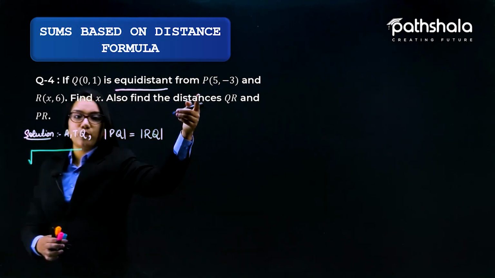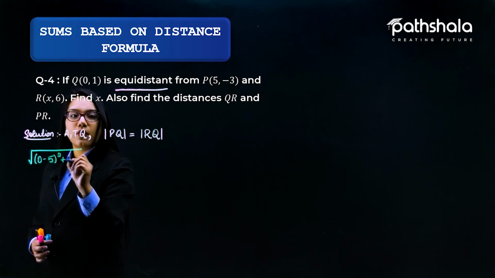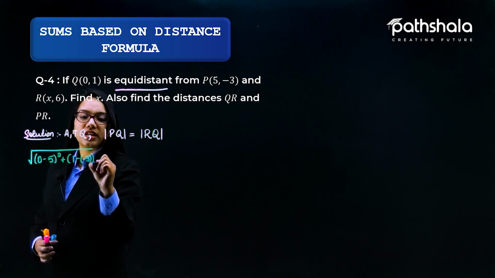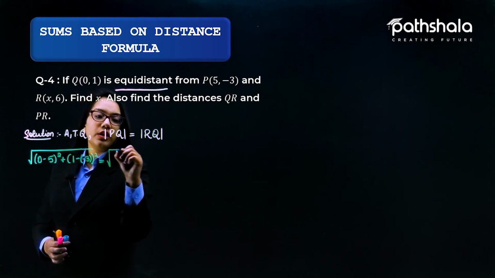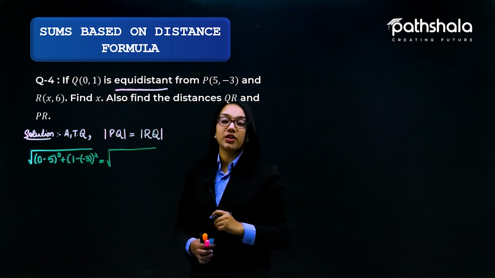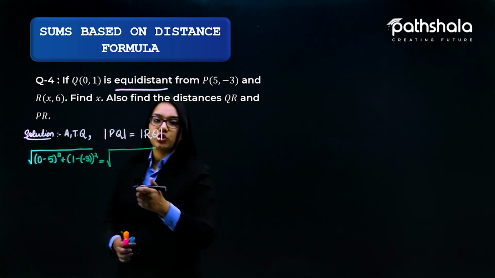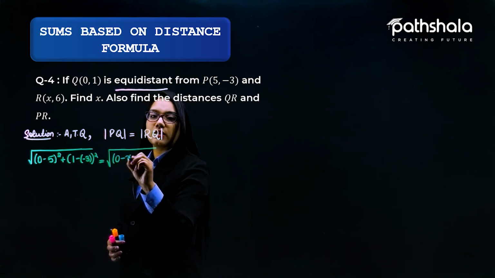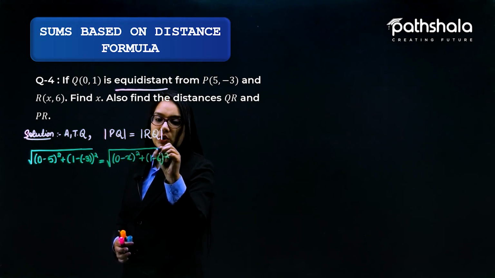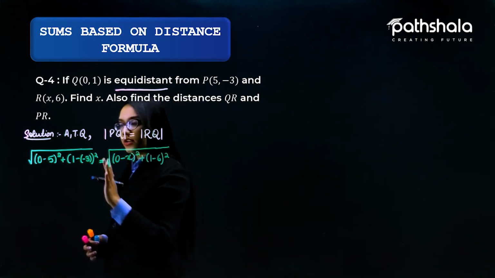So the formula would be of the type (0 minus 5) whole square plus (1 minus (minus 3)) whole square. Again, we are finding the distance RQ, meaning we are taking Q as x2, y2 and the coordinates of R as x1, y1. So this would be (0 minus x) whole square plus (1 minus 6) whole square. Let's sort it out.